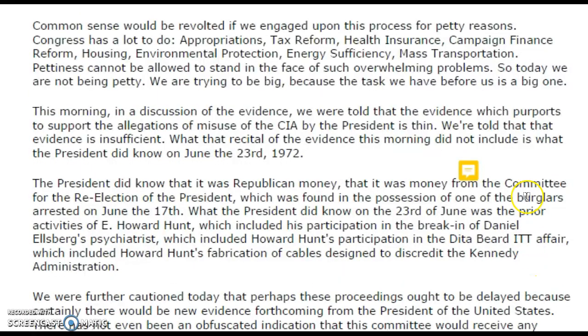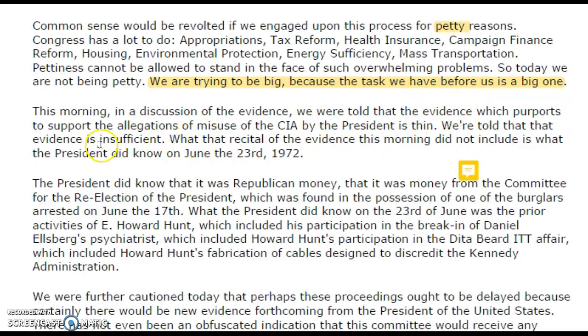And now that she has finished kind of giving her little civics lesson at the beginning here, where she's going over checks and balances and why they're important, she starts talking about common sense. And so she's starting to bring some counter-argument into play here. She's saying that common sense would be revolted if we engaged in this for petty reasons. We are trying to be big because the task we have before us is a big one.